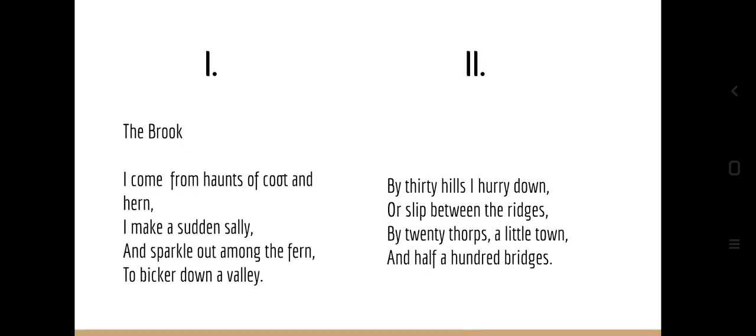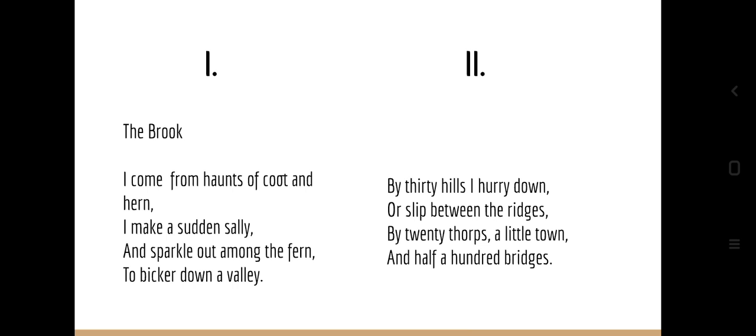I make a sudden sally. Sally is a rush, or you can say leap, jump. So it just flows down, making a sudden rush, and sparkle out among the fern. Sparkle means shine. Why shine? Because of the sunlight. It passes down among the ferns. Ferns are types of plants. To bicker down a valley. Bicker is making a lot of noise. So it bickers down a valley.